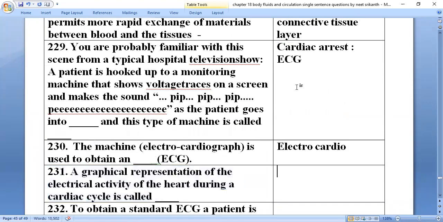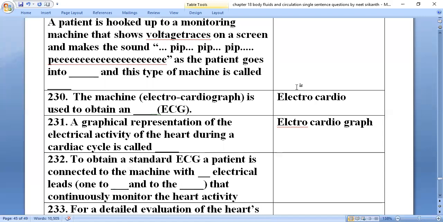The electrocardiograph is used to obtain an electrocardiogram, a graphical representation of the electrical activity of the heart during the cardiac cycle. To obtain a standard ECG, the patient is connected to the machine with three electrical leads, according to NCERT: one to each wrist and one to the left ankle.